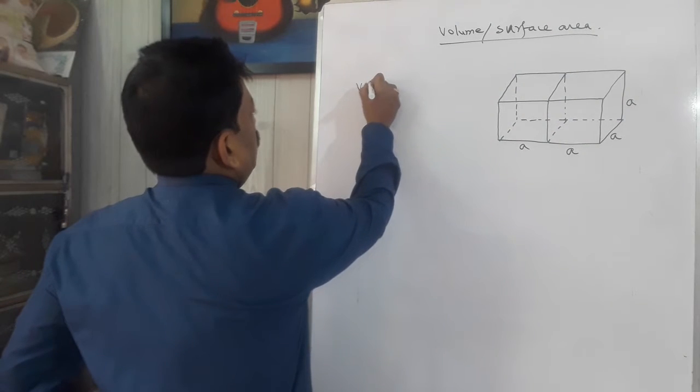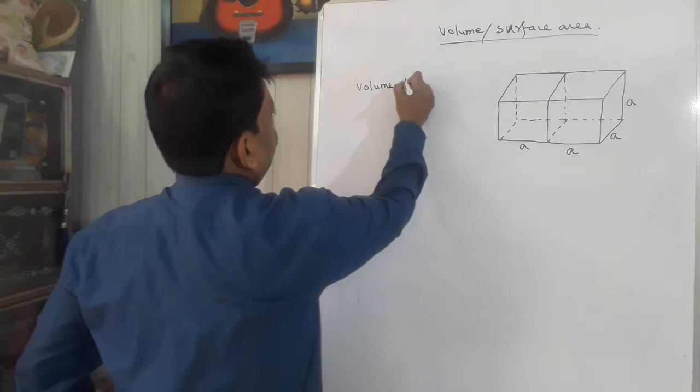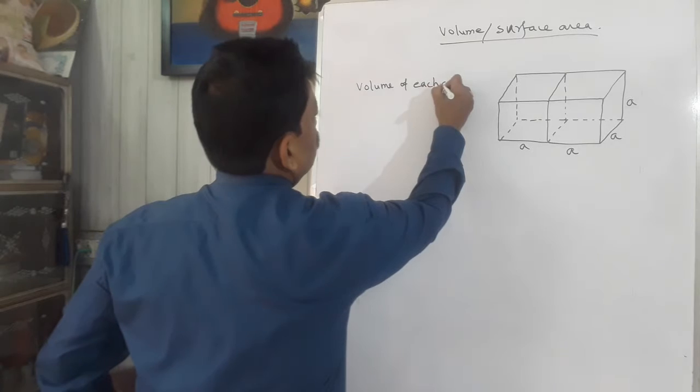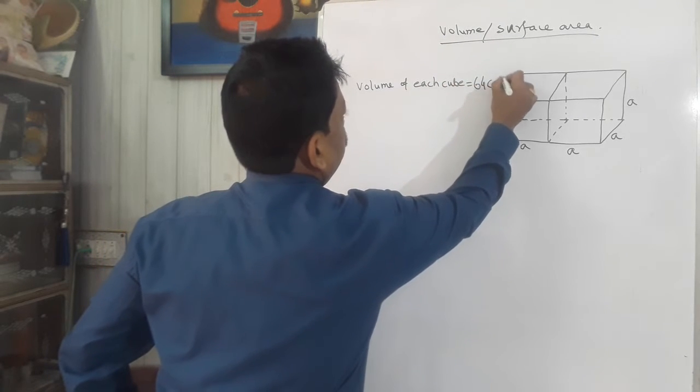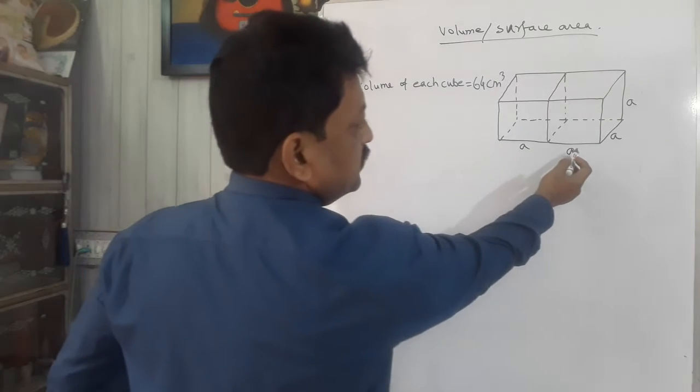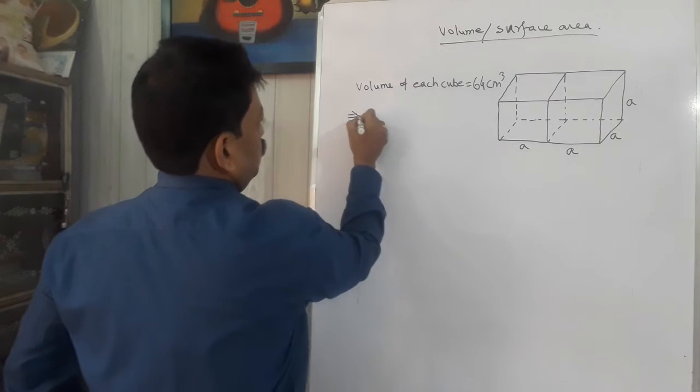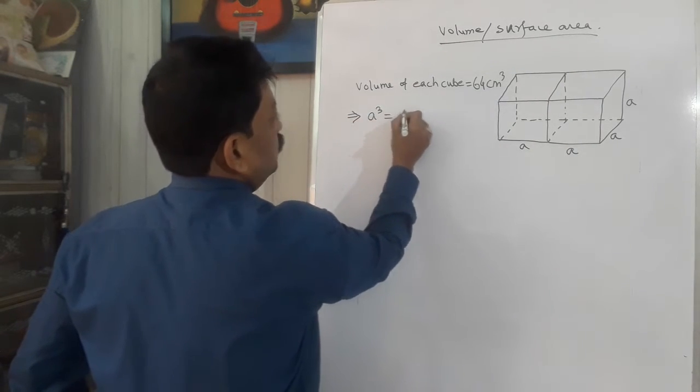So volume of each cube equals 64 centimeter cube. Now I have taken each side of the cube as A. So which implies A cube is equal to 64.